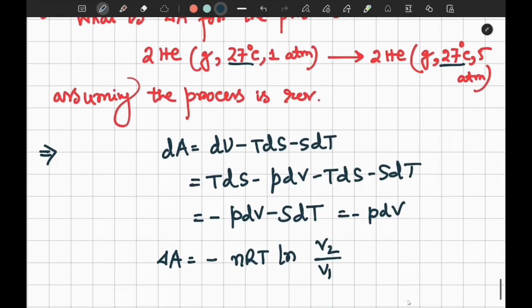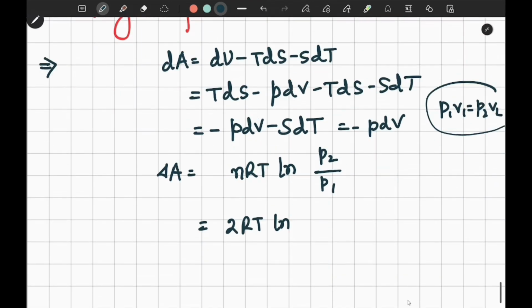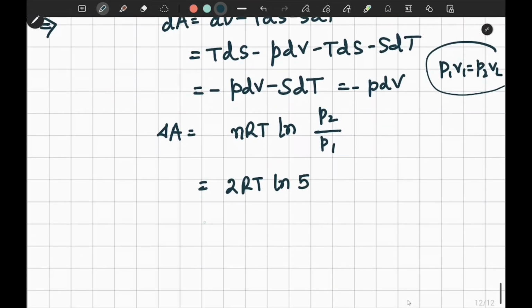That is not given here. The pressure, and so you know that P1 V1 equals P2 V2 for Boyle's law. Boyle's law will be valid. It's an isothermal process. That's why you can write it as P2 by P1, and you can note that minus sign. Then the minus sign will be captured there. So it will be 2 moles, so 2 RT ln P2 by P1. P2 by P1 is 5. So 2 RT ln 5.